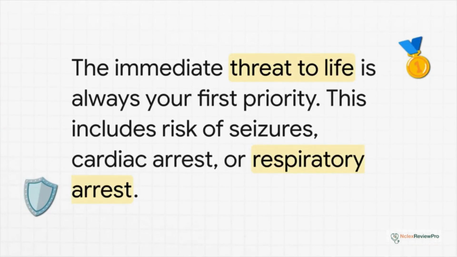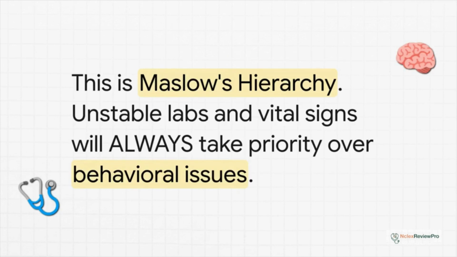Rule number 1 is simple. Safety first. Always. I mean, this is the foundation of nursing, right? Your number 1 job is to keep your patient safe. So it doesn't matter if it's the risk of seizures from alcohol withdrawal, a potential cardiac arrest from refeeding syndrome, or respiratory arrest from an overdose, the most immediate threat to your patient's life is always your first priority. Period.